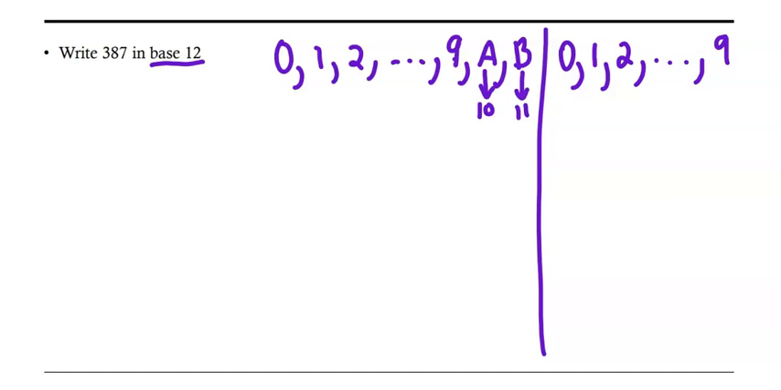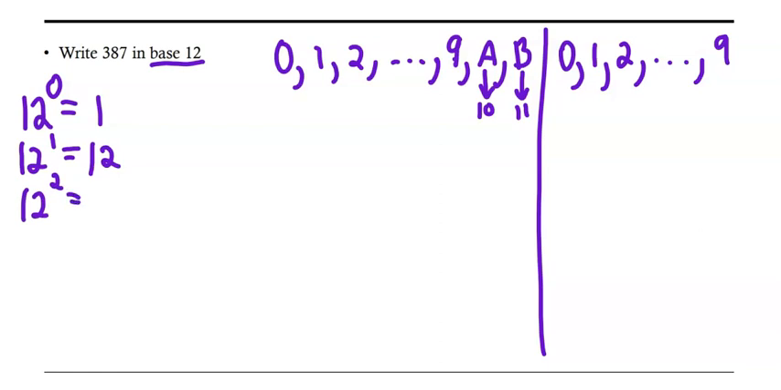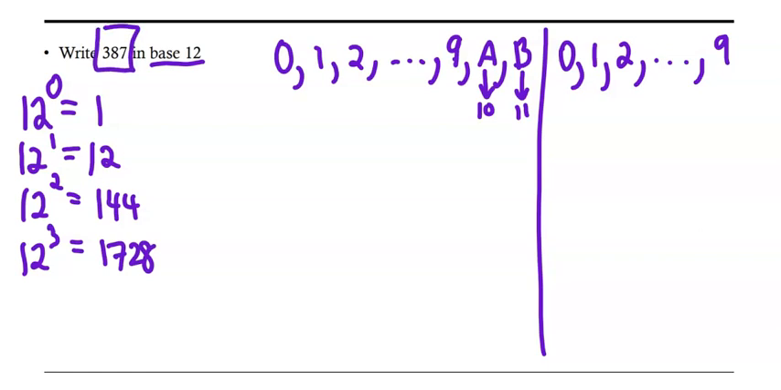All right. So what we can do here is we can take our base, in this case 12, and I like to think of the powers of 12. So we know that 12 to the 0 is 1, 12 to the first power is 12, 12 to the second power, meaning 12 times 12, is 144. 12 to the third power, which is really 12 times 12 times 12, is 1,728. As soon as you get to a number that's bigger than this number that you're trying to represent, you know you've got enough powers of 12 to do the problem.